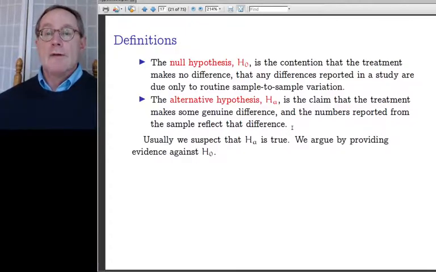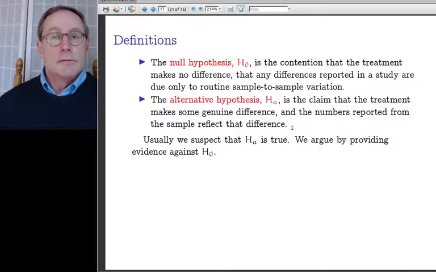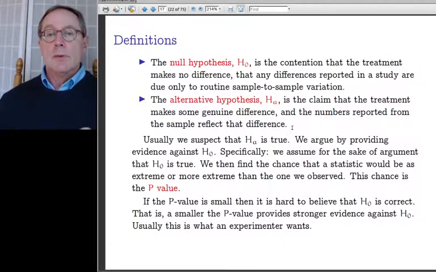Usually, 99.9% of the time, what's happening is that we suspect HA is true. And usually we argue by providing evidence against H0. So we get the H0 people to change their mind, and again, the technical jargon is we seek to reject H0. Specifically, we will assume for the sake of argument that H0 is true, and then we find the chance that our statistic is as extreme or more extreme than the one we found, and that chance is called the p-value. If the p-value is small, then it's hard to believe H0. That is, a small p-value provides strong evidence against H0. Usually that's what an experimenter wants, strong evidence against H0.